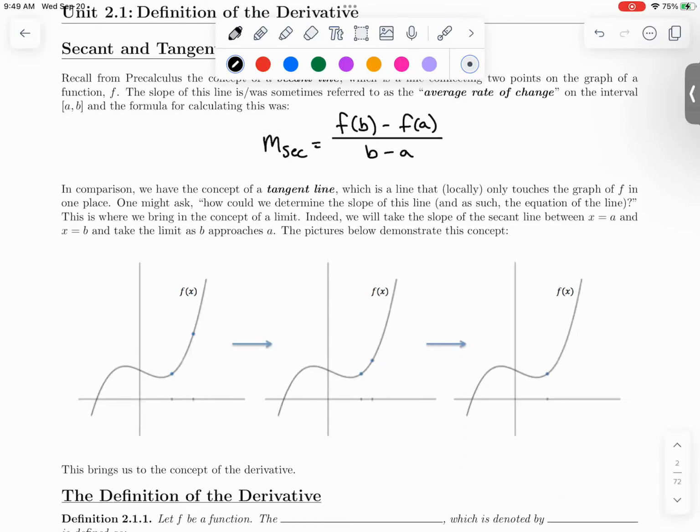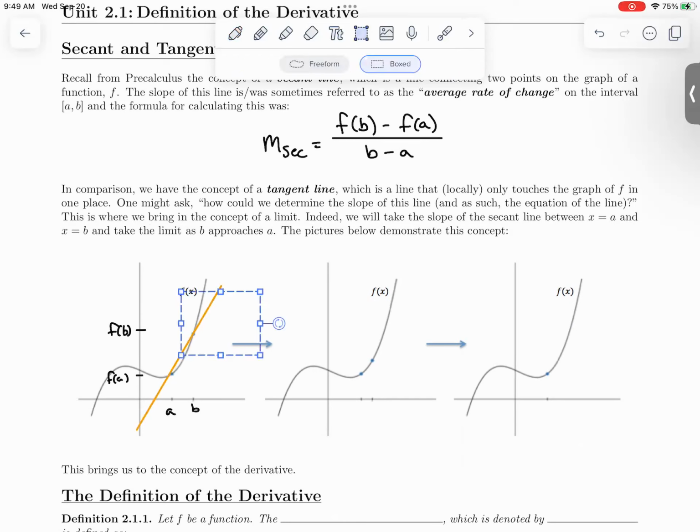So imagine if you have a and b here. Then this is f of a, and this is f of b. And we see that this line is a secant line. It's pretty close to being tangent, like only touching it once, but it's not.